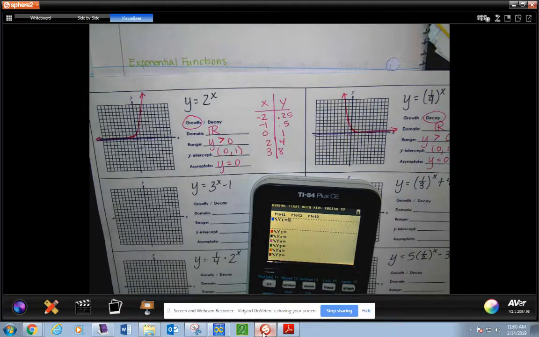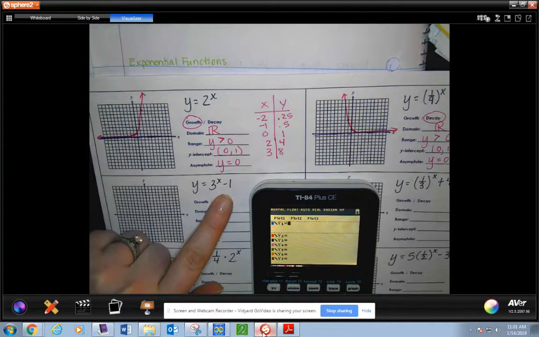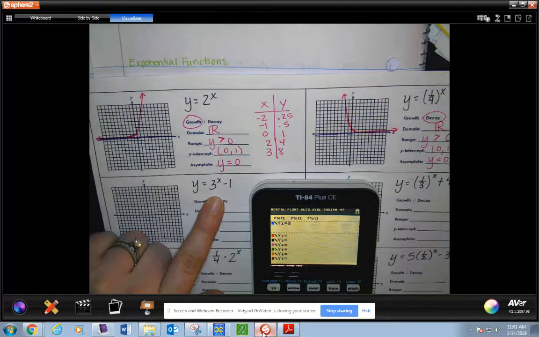Sorry about that. They've added more in. I've got 3^x - 1. So before, I just had a number with the exponent. Well, now I have an extra number. So again, go ahead and graph it. 3 to the x, move over, minus 1. Now, I, again, already know that this is going to be growth.